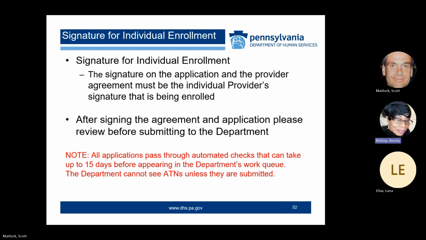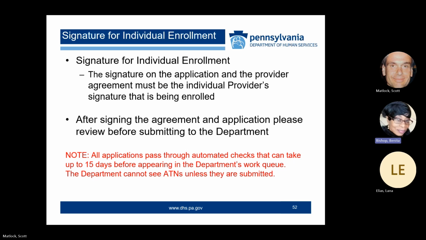Signature for individual enrollment. The signature on the application and the provider agreement must be the individual provider's signature being enrolled. With that being said, sometimes providers have office managers complete applications for them. And on the application, you must have the provider's name, and especially on the provider's agreement, because it is a legal document between Medicaid and the provider.